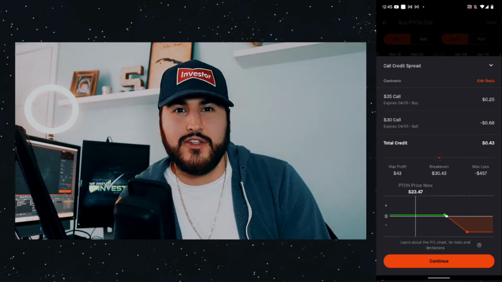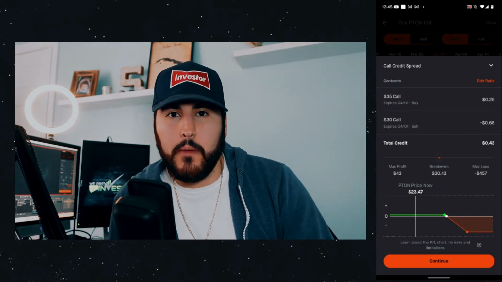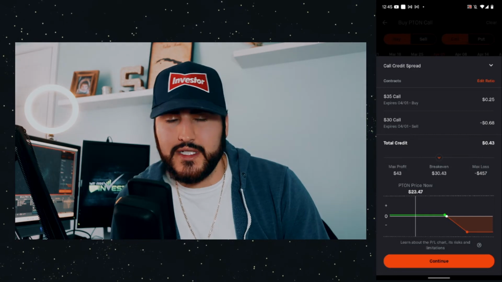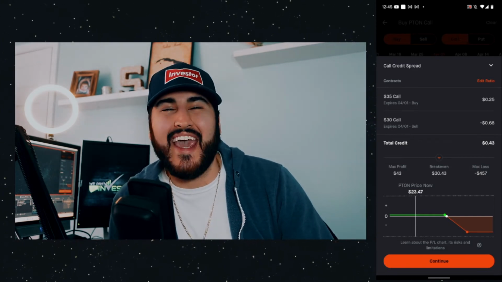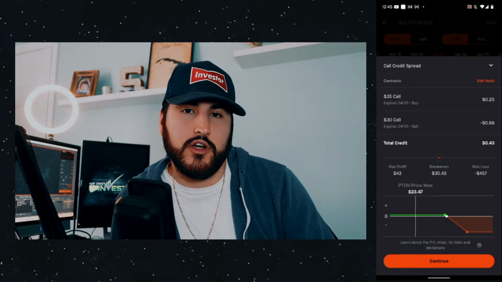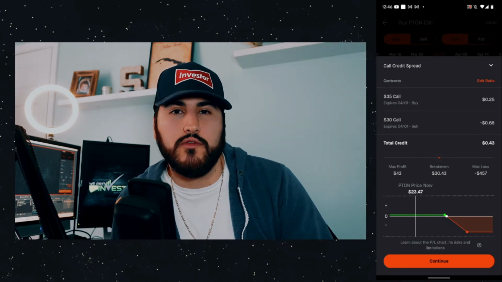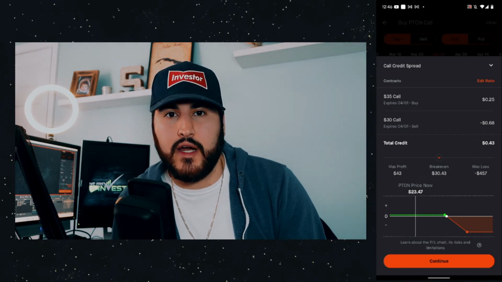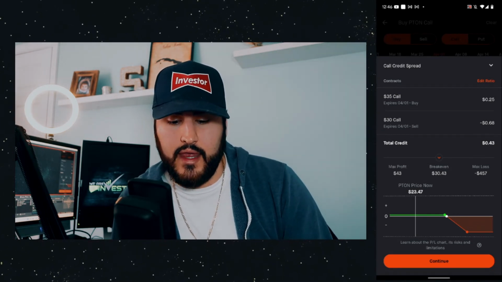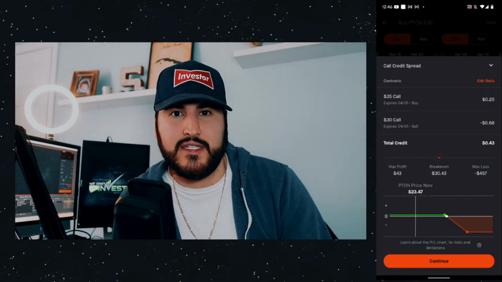So essentially with this call credit spread, we are bearish on Peloton. We don't think it's going to get above $30 a strike based off of that resistance. We're going to get paid $43 up front, and if our trade works out, we're going to keep all of that premium. The worst thing that can happen to us is if Peloton gets to $35 by the end of the month, and then we would lose $457. Now that we explained a call credit spread, let's explain a put credit spread.